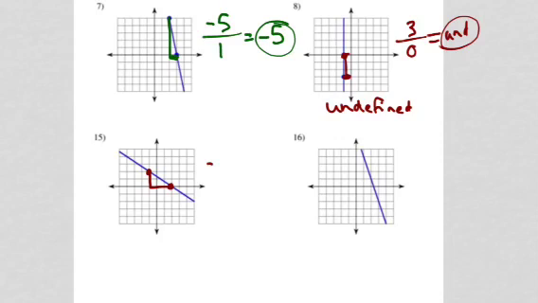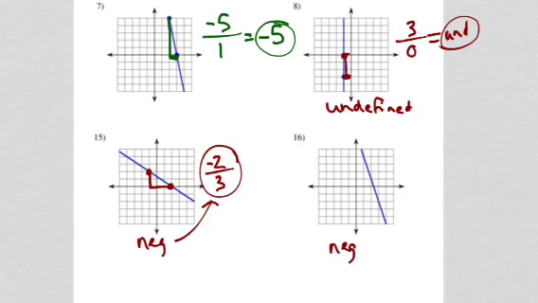Now I'm going to count my rise and run. This time my rise was down 2, and my run was to the right 3. That's already reduced. Got it. Double check. Yes, that was negative. My answer is negative. That should match. Same with this last one. This should be negative. So it doesn't matter what I get in the end. I should have a negative sign in there.